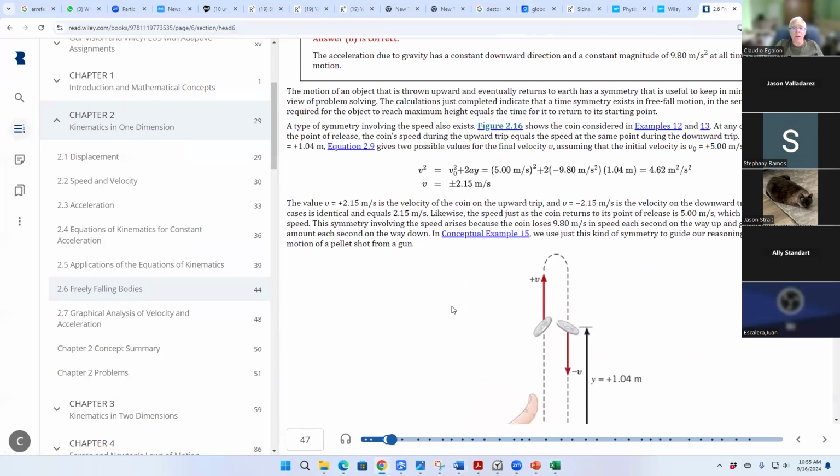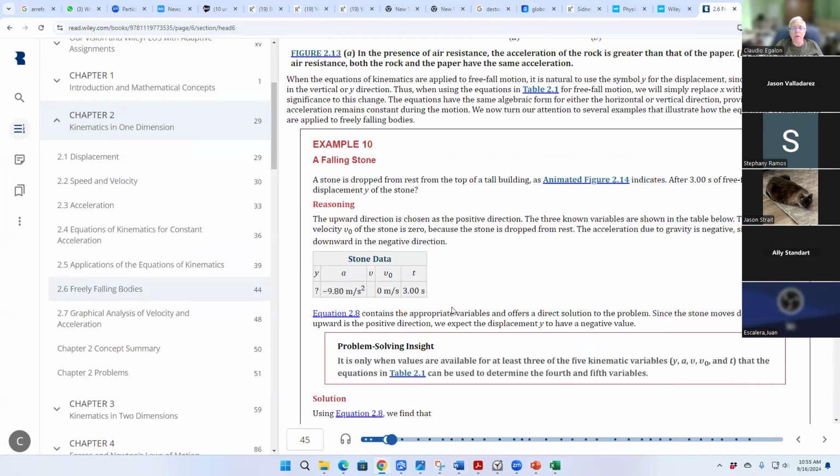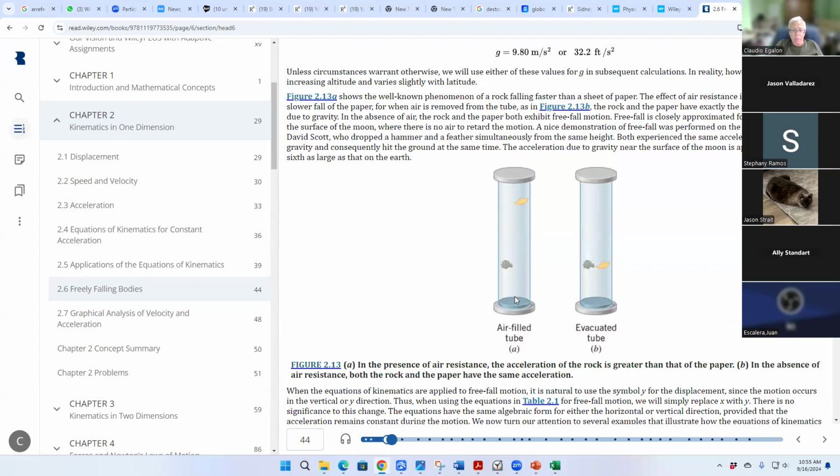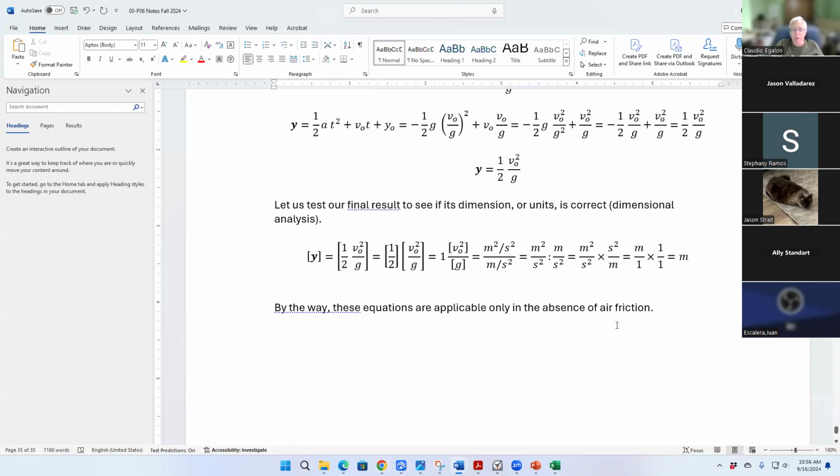If you go back here to the book, we have a very important illustration of the feather falling in a tube. In this case here, the tube is filled with air. A feather and a rock, or paper and a rock. If you release both of them at the same time here at the top, because this tube has air, the rock is going to reach the bottom first. But if you evacuate the tube, if you eliminate air friction, then both of them are going to reach the bottom of the tube at the same time. And these equations are applicable only in the absence of air friction, okay?